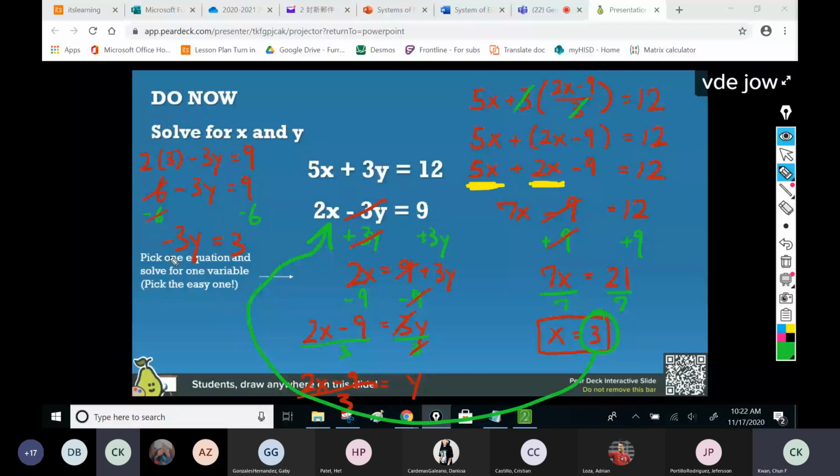And then to solve for y, you have to divide by negative 3 on both sides, all right? Divided by negative 3 on both sides. So your final answer is y equals negative 1. So one of the answers is x equals 3. The other one is y equals negative 1.